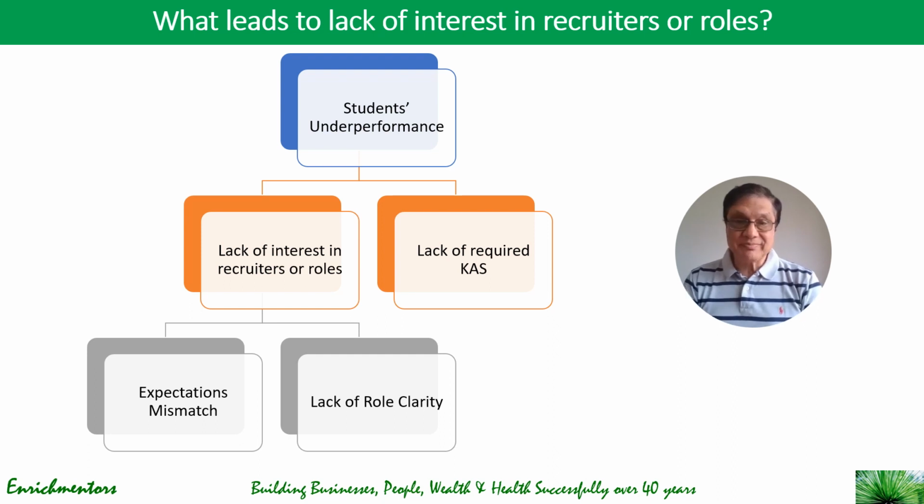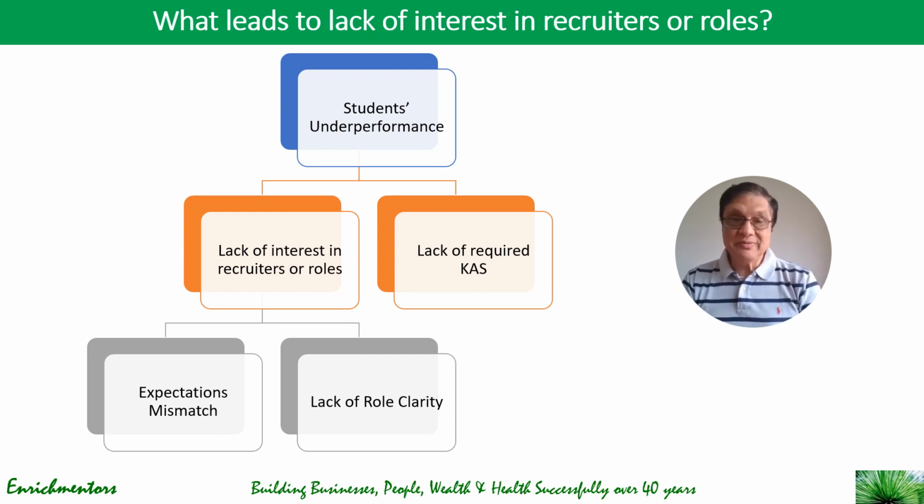One is mismatch of expectations. Students' expectation is that we'll be able to get, say, data scientist roles in the campus, and they are not able to get that, and they want to make a career as a data scientist. As a result, they keep waiting for the data scientist role to come, and they don't apply for any of the roles. If there is a mismatch in expectations of the students and the companies that the placement team is working on, these data scientist roles never come to the campus, and as a result, these students have a lack of interest in all the recruiters or roles that are coming to the campus.